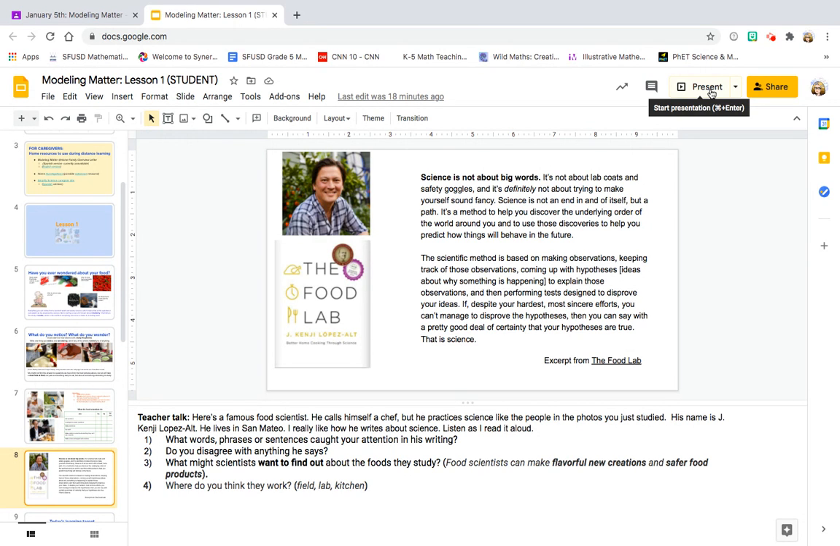What might scientists want to find out about the foods they study? Are they going to test flavor, color, texture, reaction with different ingredients? How could they make them safer, perhaps for people with allergies? And where do you think they work? For example, do food scientists work out in the farm fields? Do they work in labs or in kitchens? Or perhaps all three and more? That's what we're going to start learning about today.